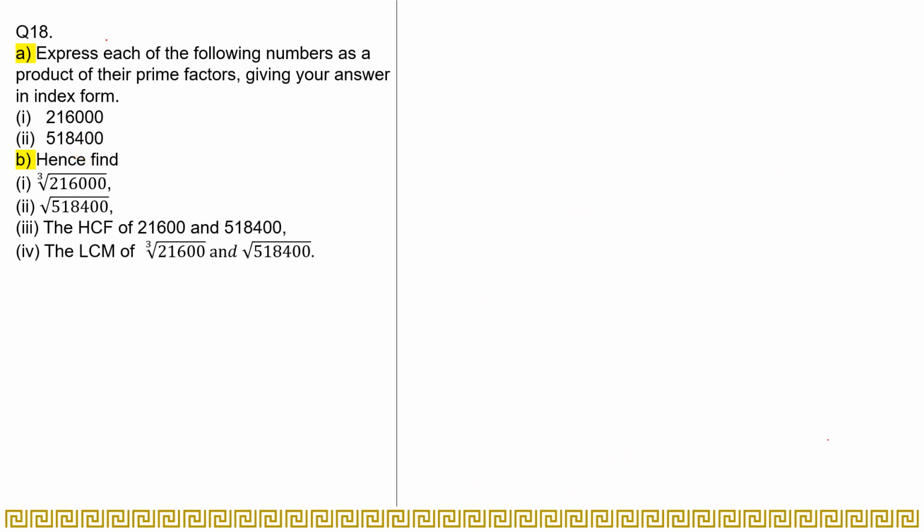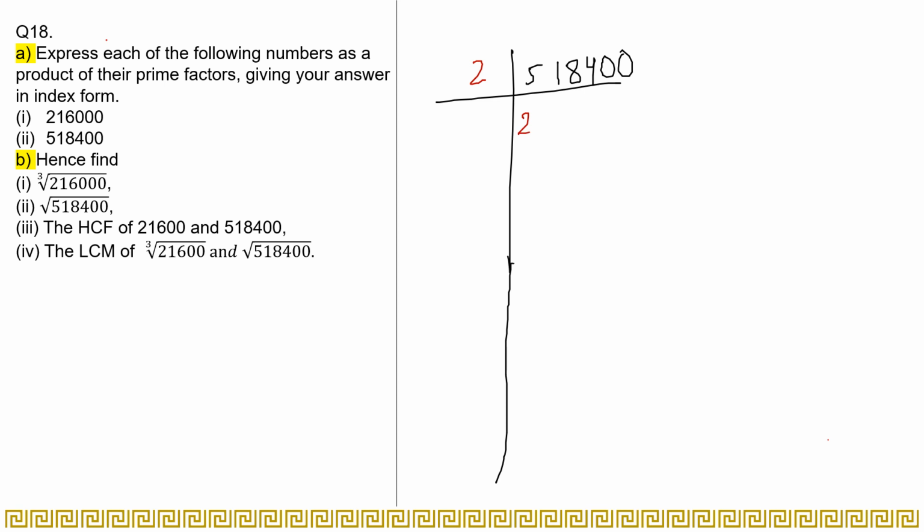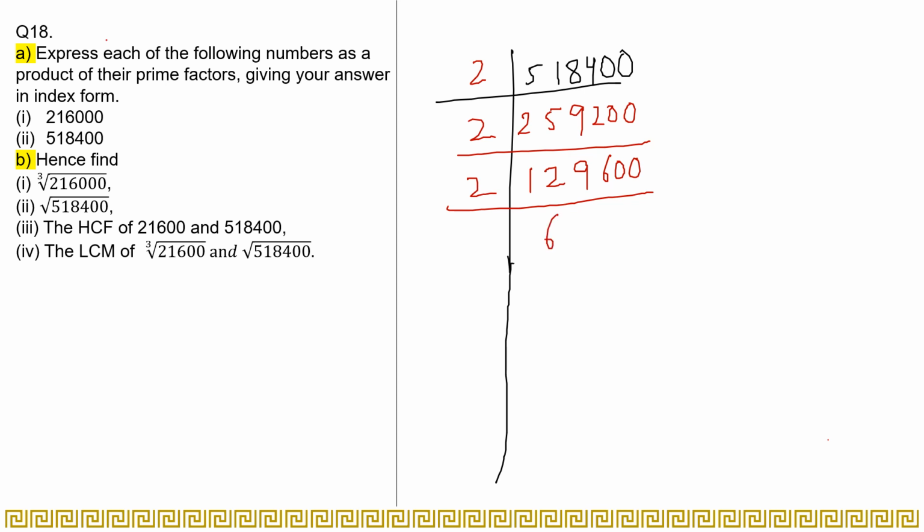Now we have to solve for the prime factorization of 518400, right? So again we can start with 2. 2 is 4, and 5 is 10, 9 is 18, 2 is 4, 0, 0, right? And then we have 1 is 2, 2 is 4, 9 is 18, 6 is 12, and these two zeros. 6 is 12, 4 is 8, 8 is 16, 0, 0, right? 3 is 6, 2 is 4, 4 is 8, and these two zeros.